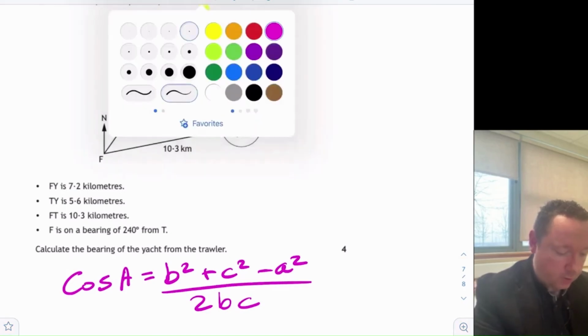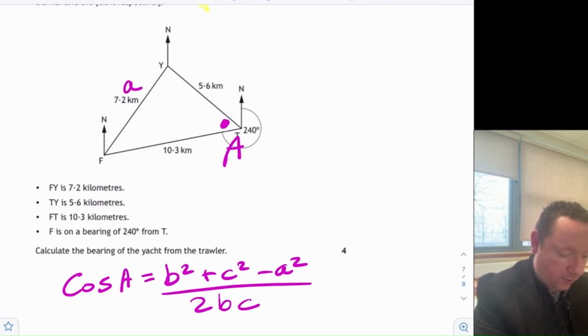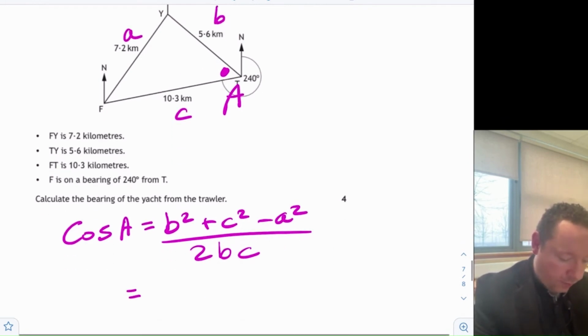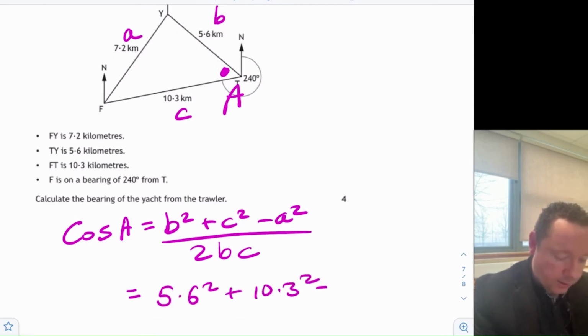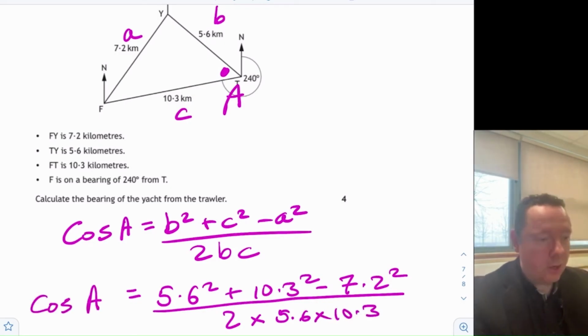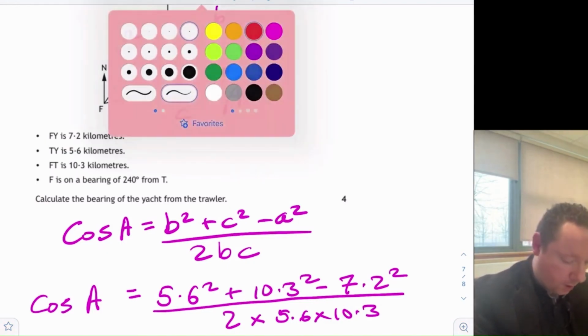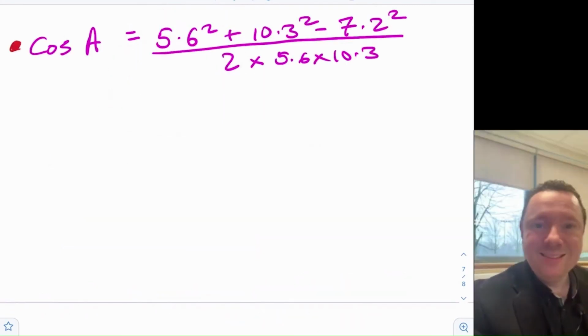So for clarity, if I call that A, that is little a, and then the other two are going to be B and C, our sides. So we can then say we've got 5.6 squared plus 10.3 squared minus 7.2 squared, all over 2 times 5.6 times 10.3. That's cos A. You'll get a mark at that point for substituting correctly into the cosine rule. So there's a mark right there.